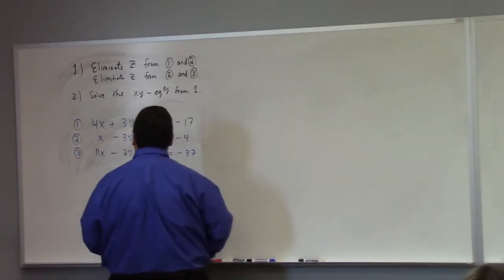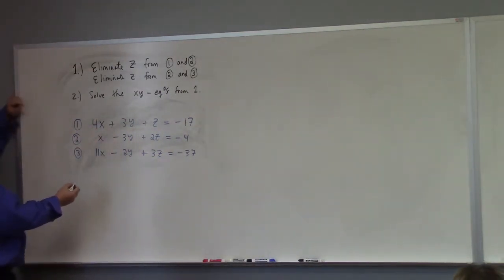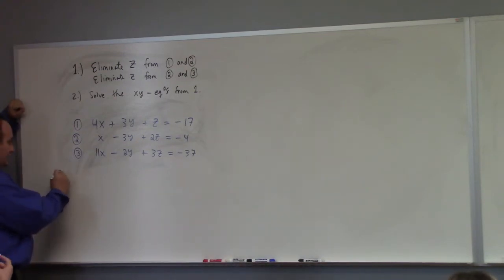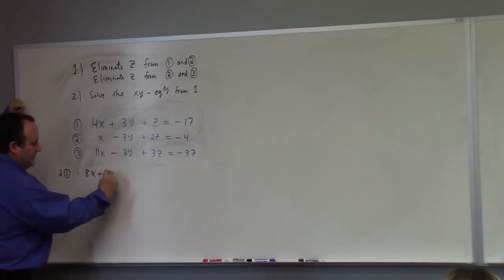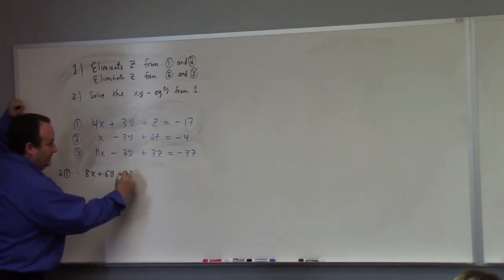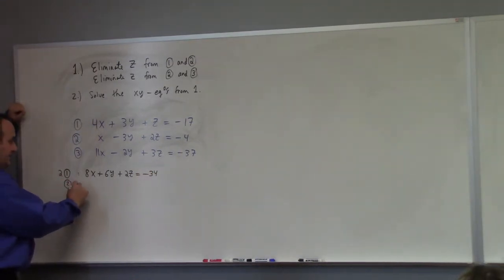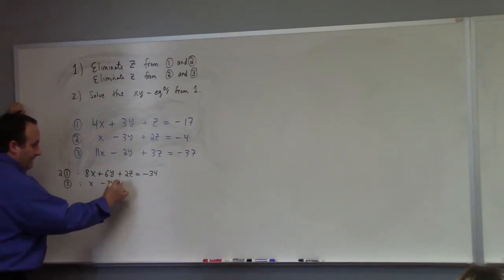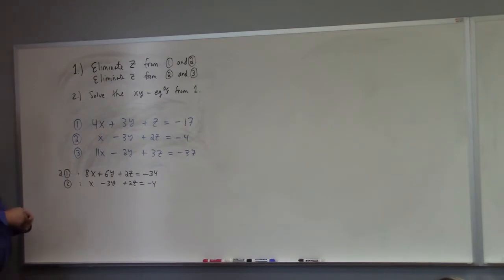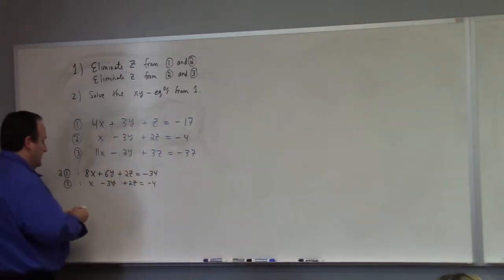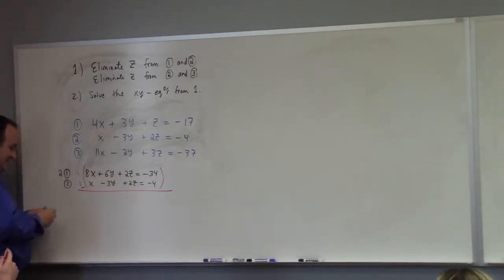So for equations 1 and 2, what I do is I multiply equation 1 by 2. That gives me 8x plus 6y plus 2z equals minus 34. Then I look at equation 2 right under it, okay? And then I can subtract those equations, and in so doing, eliminate z. All right, so that's the first order of business: eliminate z from equations 1 and 2.